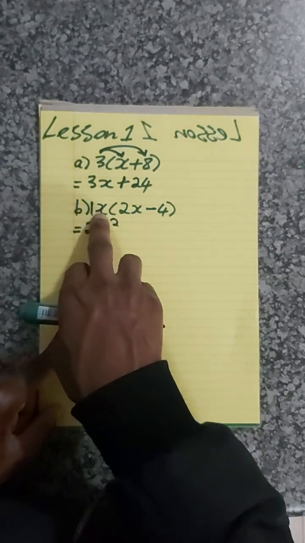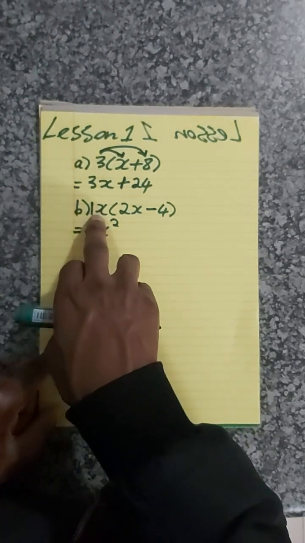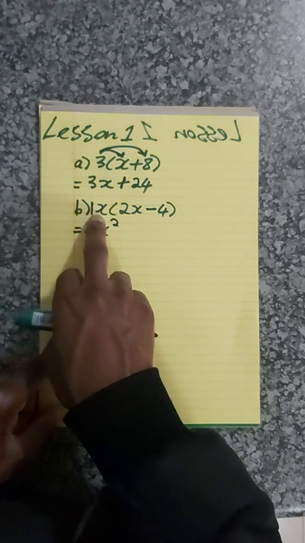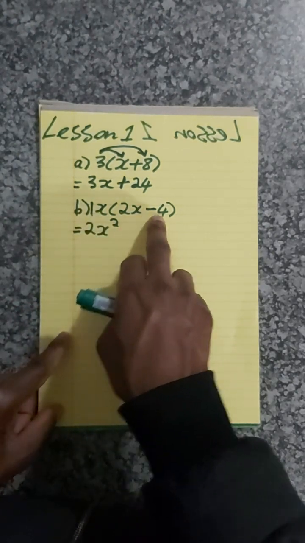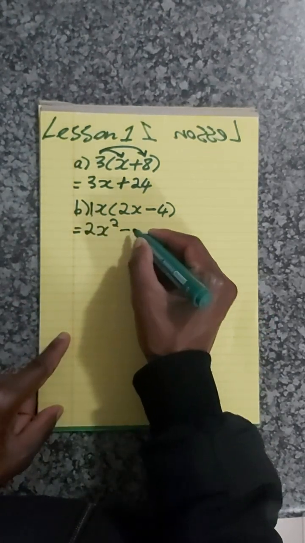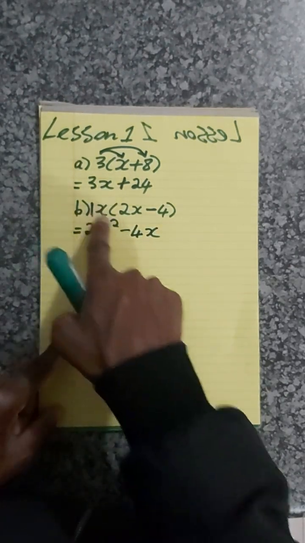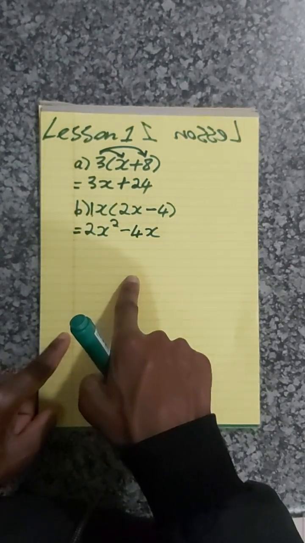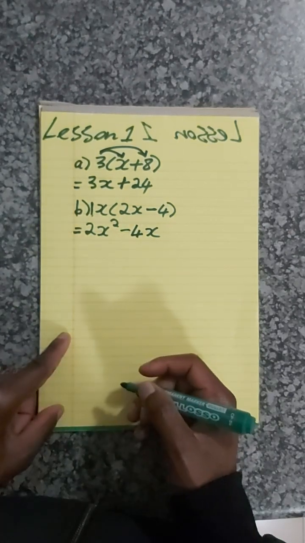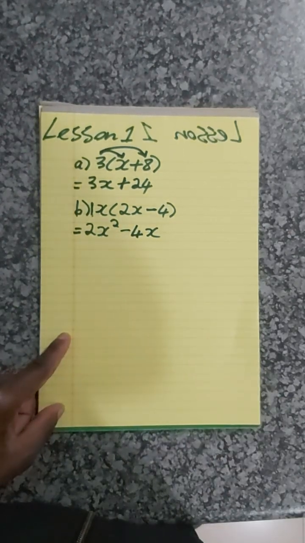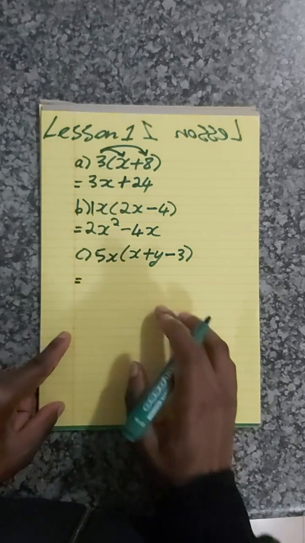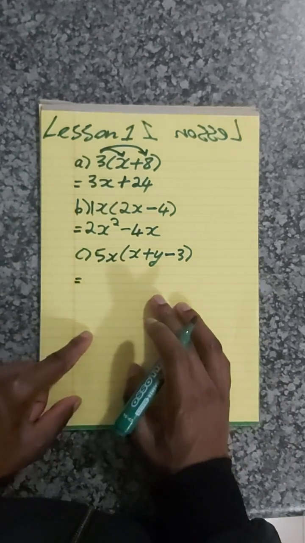Then we move on to this now. We are saying this x multiplied by the negative 4. The answer here should then be negative 4x. I'm saying x multiplied by negative 4, I should get negative 4x. That is B.